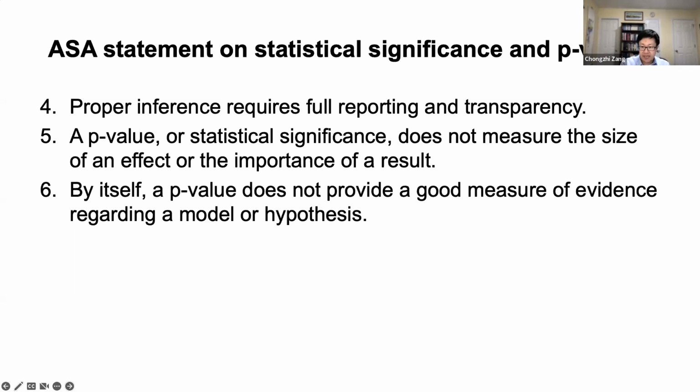And number 6, by itself, a p-value does not provide a good measure of evidence regarding a model or hypothesis. So this goes back to what a model means and what a hypothesis means. The p-value itself only tells us whether we can use the observed data to reject or accept the null hypothesis. But whether the model itself is true or not, or whether the hypothesis itself is true or not, cannot be told by the p-value alone.